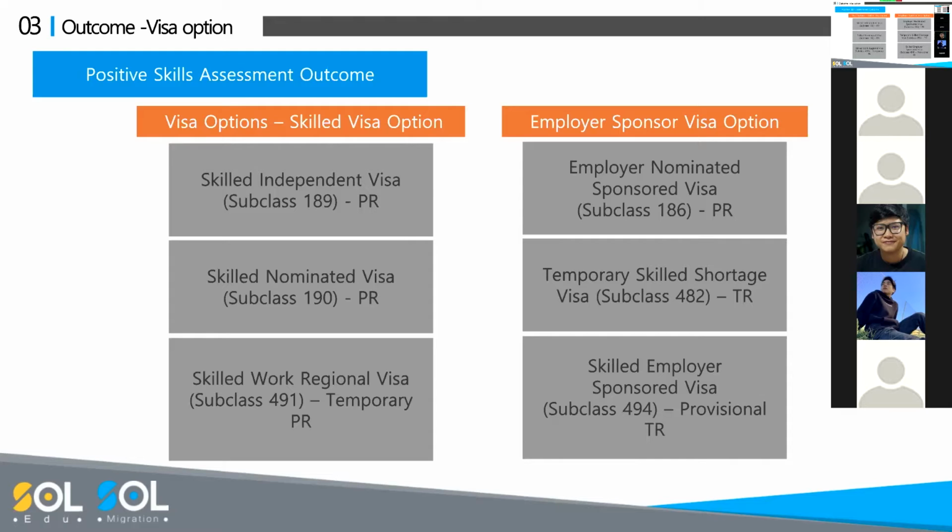So maybe last week we explained the 6 different visa options. For the skilled visa section, definitely 189, 190, and 491 will be good visa options.